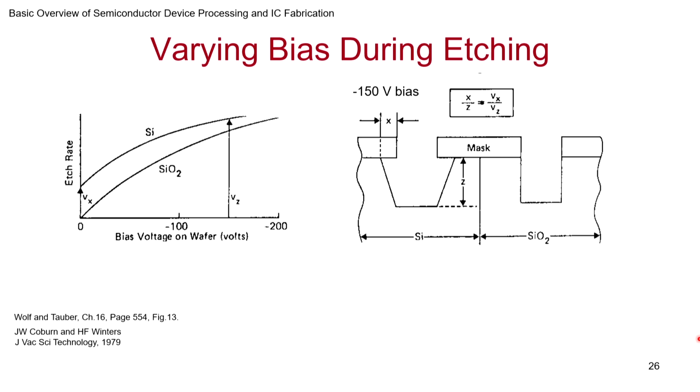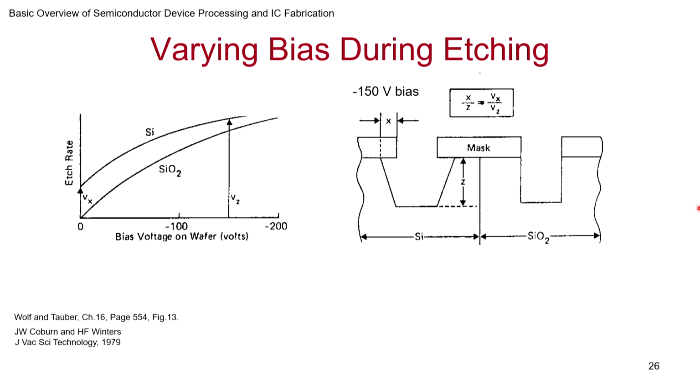But simply by changing the bias, you can affect the rate at which the vertical direction etch takes place and the horizontal direction etch takes place. For SiO2, on the other hand, there is no horizontal etch. Why? Because horizontally there is no bias, so no etch in the horizontal direction, only the vertical direction will take place, and that too depends on the bias. If you don't apply bias in the vertical direction, no etch will take place. So you can control how you are etching the SiO2.